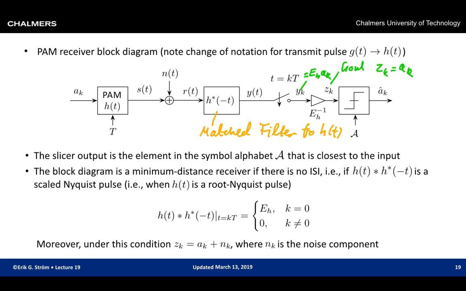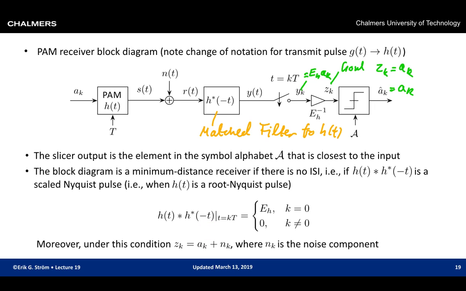Okay, so the goal then, this one becomes AK. So the goal is for CK to be A hat K as well? I mean, we want the decision here on AK to be AK. And one way to ensure that is that the input is also AK. And if the input is AK, then YK should be EH, the energy for the pulse, times AK. So going backwards, we see this, and we can ensure this expression.